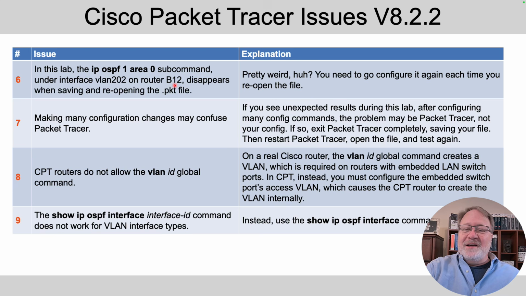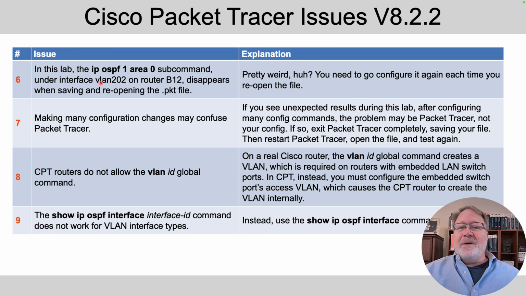So in lab, in router B12, you're going to configure this command, IP OSPF 1 area 0 under a VLAN interface 202. And you're going to save your config, and you're going to save your Packet Tracer file, and then you're going to close Packet Tracer and go do other things because it's going to take you lots of visits to this lab to finish it.